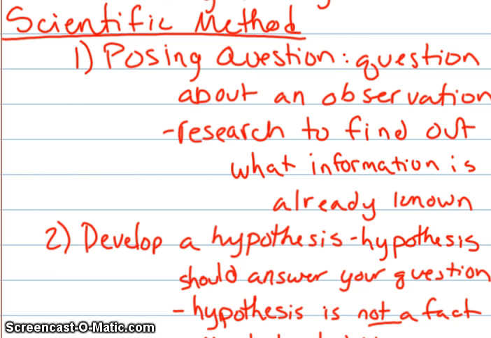The first step is posing a question about an observation. Okay, so something that you want to research and you want to find out more information, if more information is already known. So you see something out in the natural world and you want to know maybe why it happens. You pose a question.